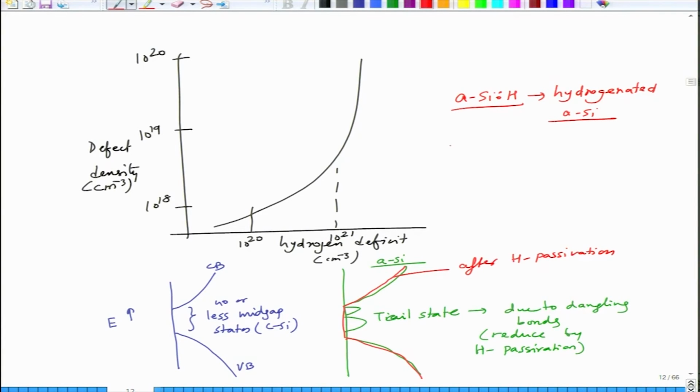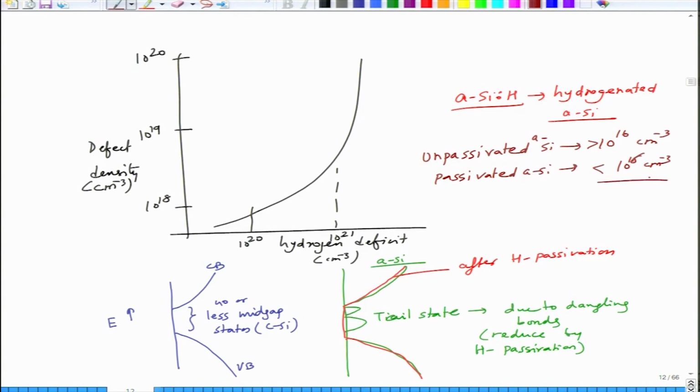So, unpassivated or unhydrogenated silicon will have defect densities which are larger than 10 to the power 16 per centimeter cube, whereas passivated amorphous silicon will have a lower than 10 to the power 15 or 16 per cc, much lower.